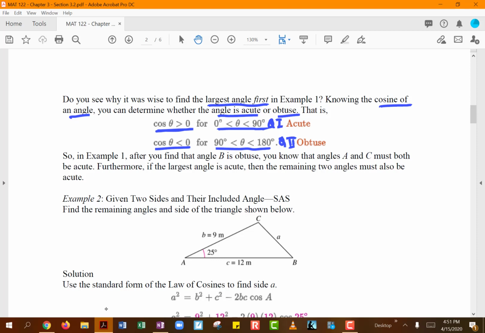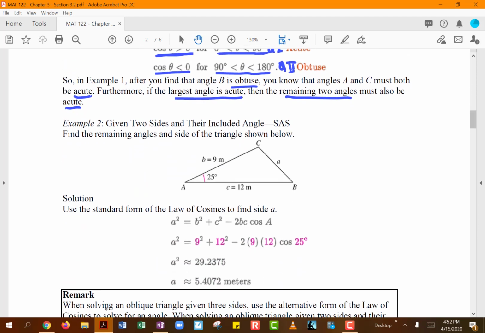If the largest angle is acute, then your remaining 2 angles will also be acute. At the same time, if your largest angle is obtuse, then your remaining 2 angles will be acute, because you can only have one obtuse angle in your triangle. So that's why you always want to find your largest angle first. Okay? Alrighty, let's take a look now.